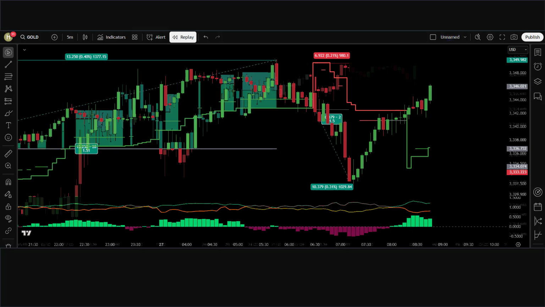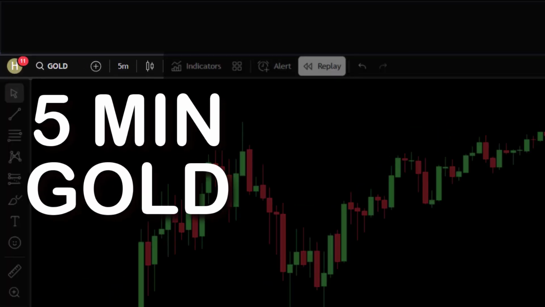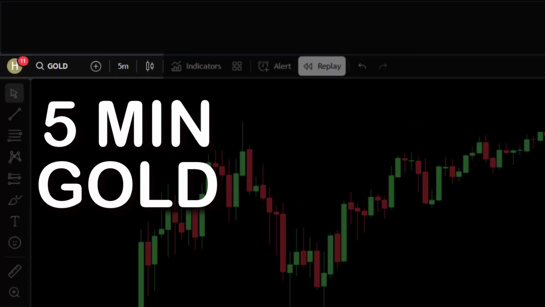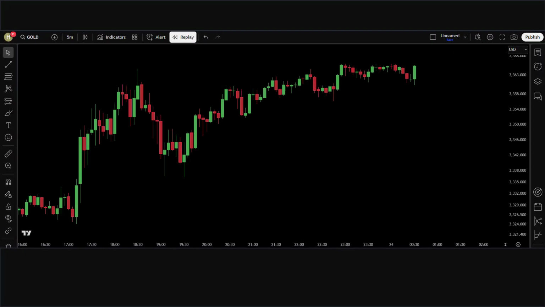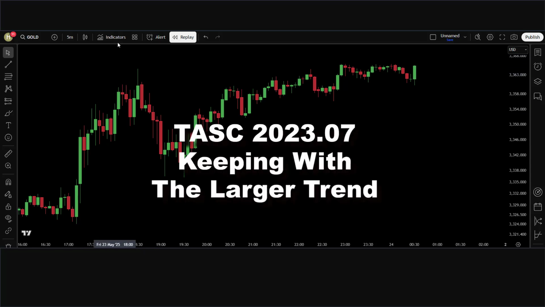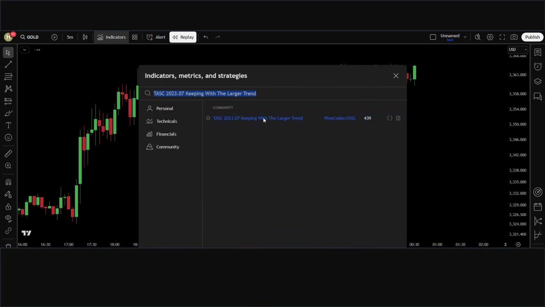I believe you must have learned something new in this video. Now let's create a trading setup. So first you want to open a clean chart in TradingView. We are going to test this strategy on 5-minute time frame in gold chart. Now let's add the indicator to the chart. First indicator name is TASC 2023.07, keeping with the larger trend.